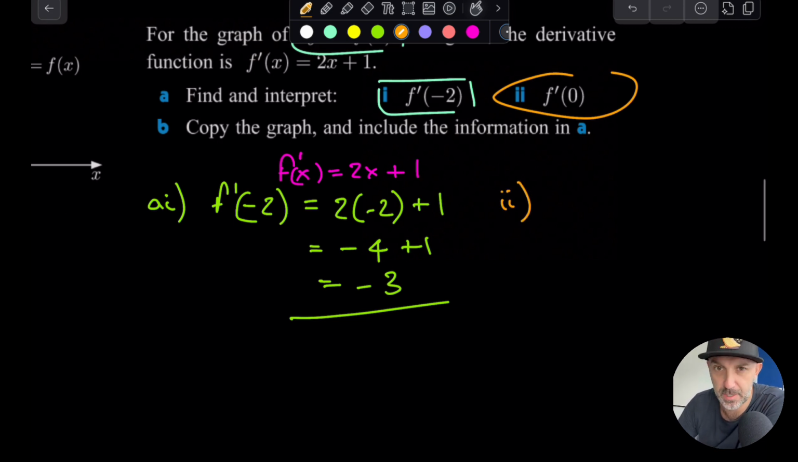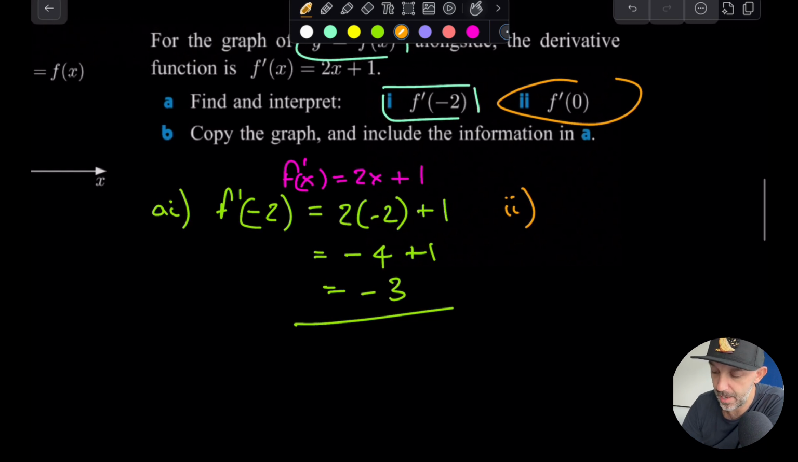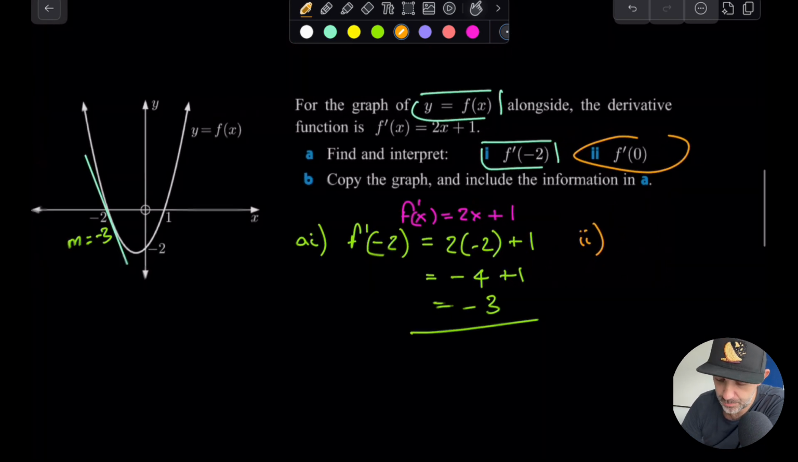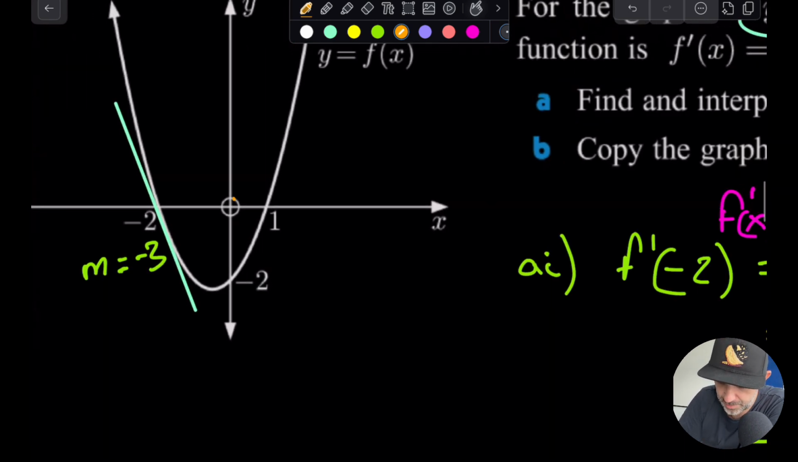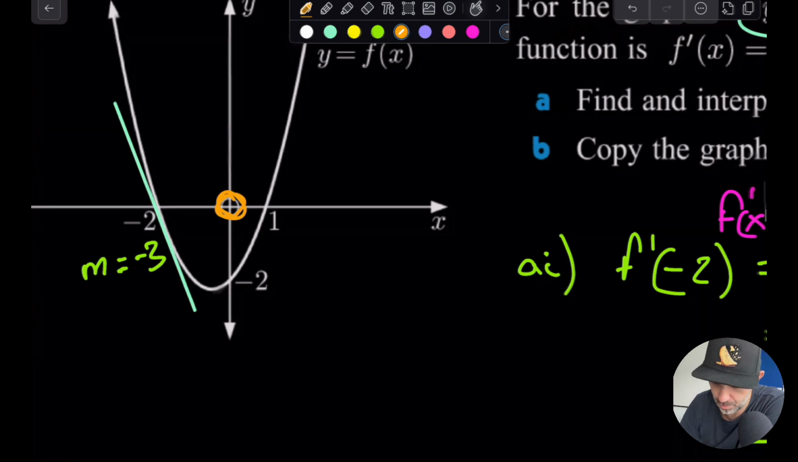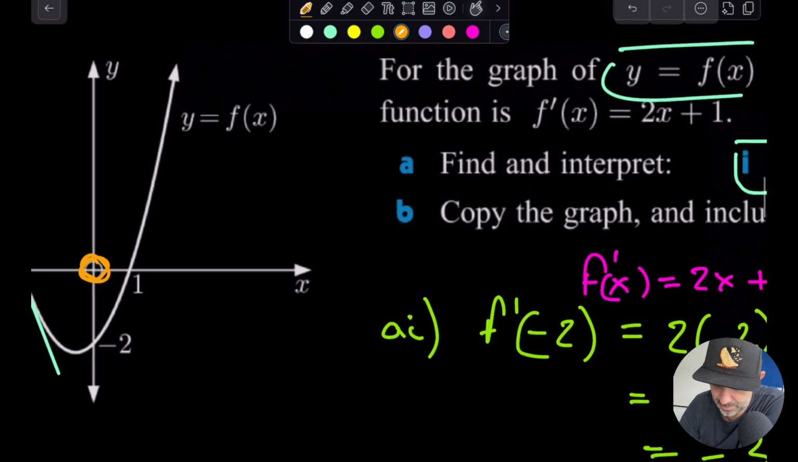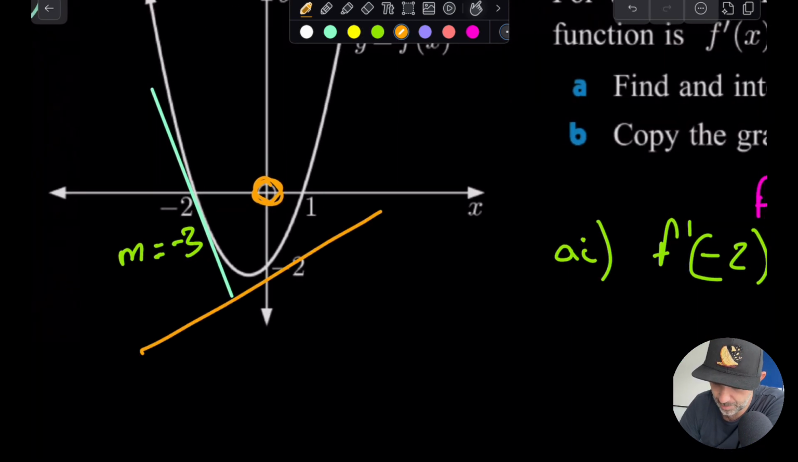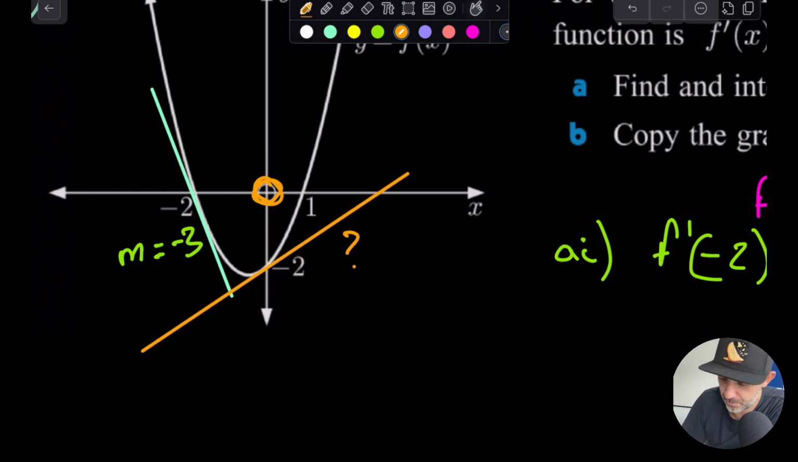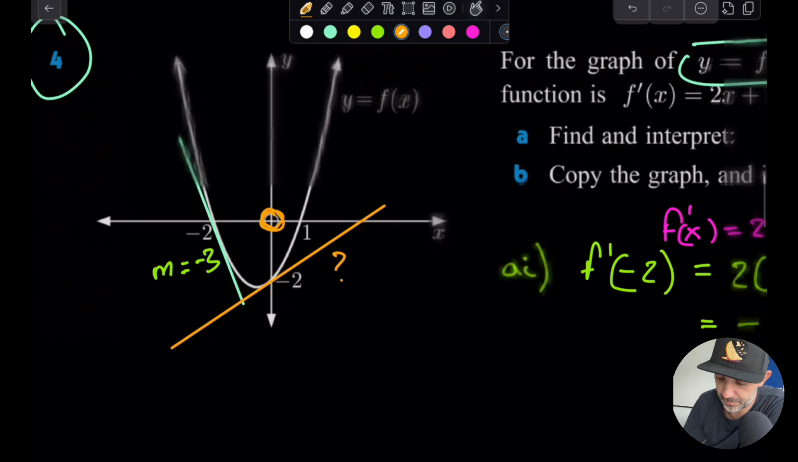So this expression is asking us what is the gradient when x is equal to 0. So in other words, we're going to go down here. So when x is equal to 0, which I've just circled in orange, it wants us to know the gradient on the curve at that point. So if you could imagine we're drawing a tangent, what is the gradient of this tangent? What is the gradient of this straight line?